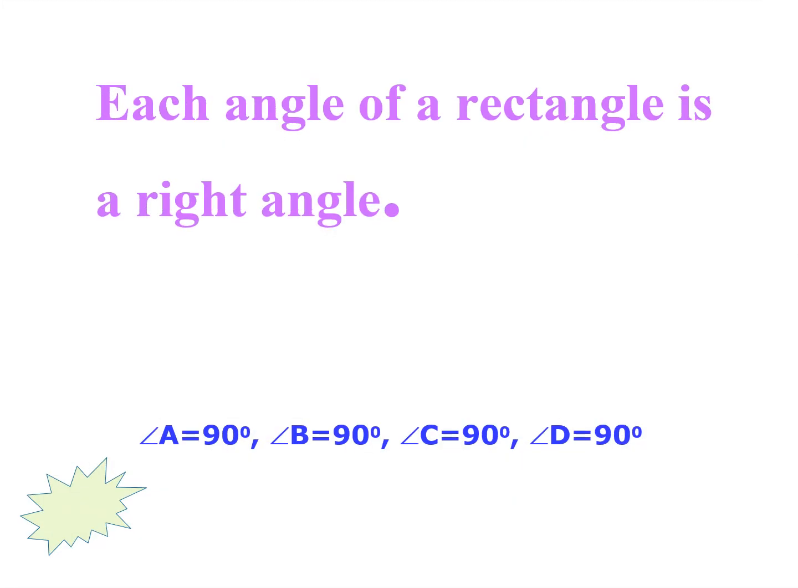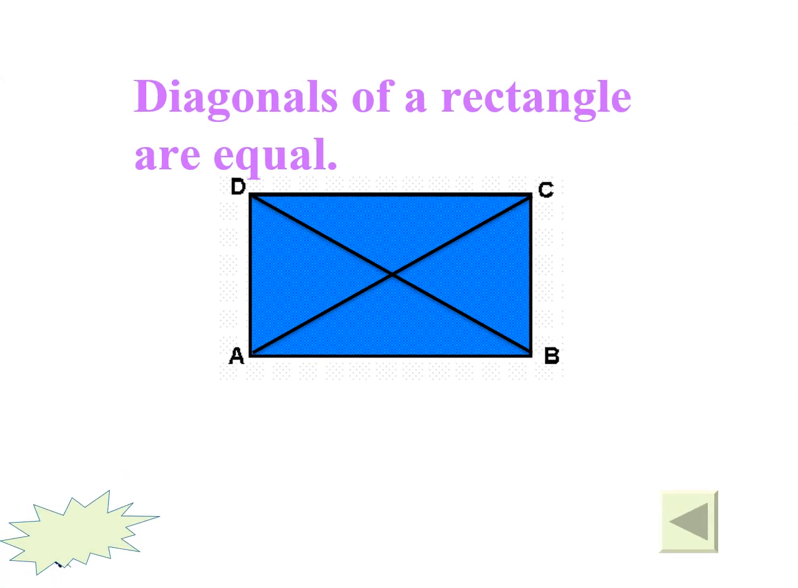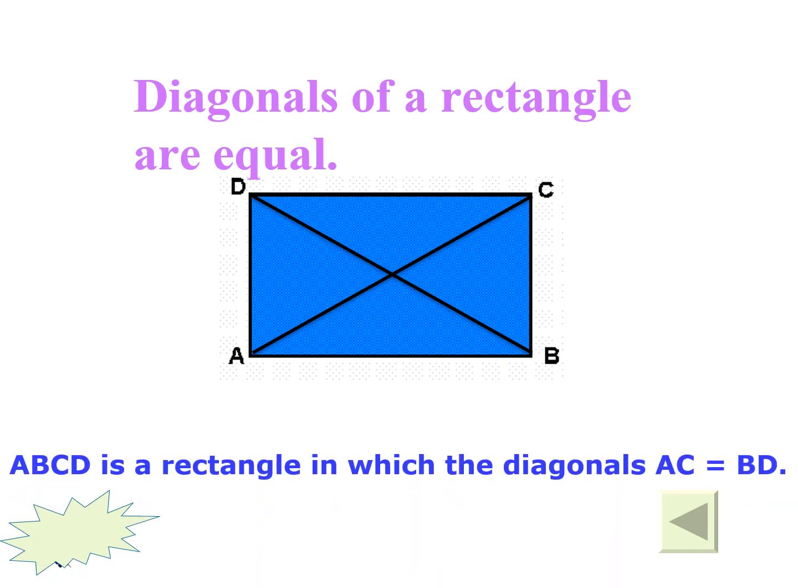Let us now discuss the properties of a rectangle. Each angle of a rectangle is a right angle. All the four angles are 90 degrees. In a rectangle, both pairs of opposite sides are equal. That is, AB is equal to CD, AD is equal to BC. Diagonals of a rectangle are always equal. That is, AC is equal to BD.